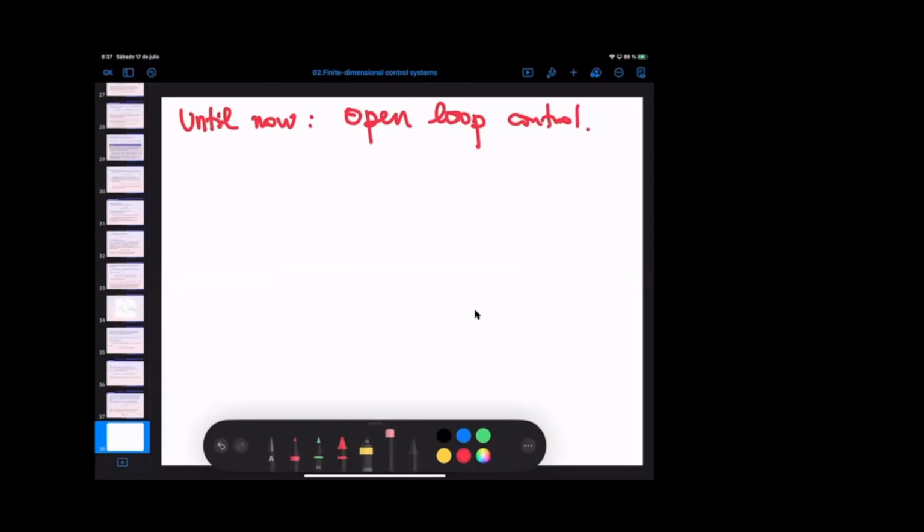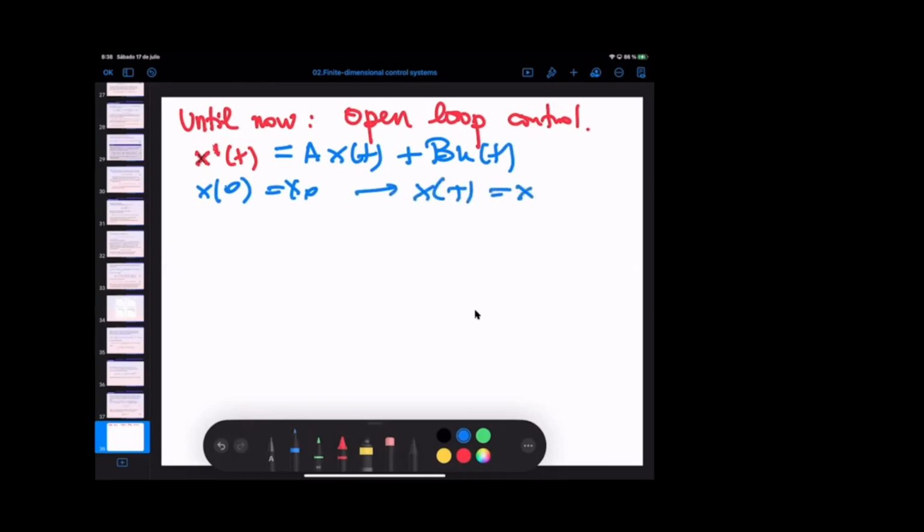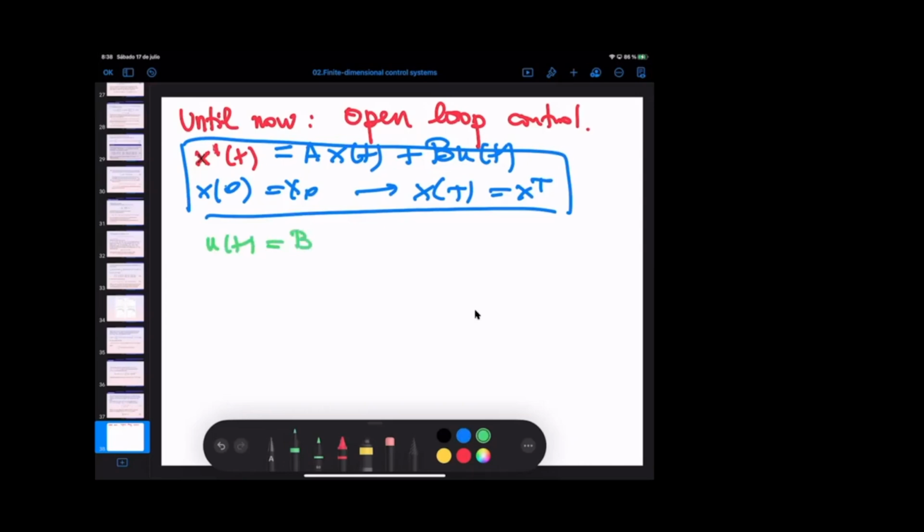It means that I had to control this system from x0 into a given target, right? And then the theory we developed was, well, the control u(t) will be given by phi star B star phi, right? And the phi will be a solution of this system, right?